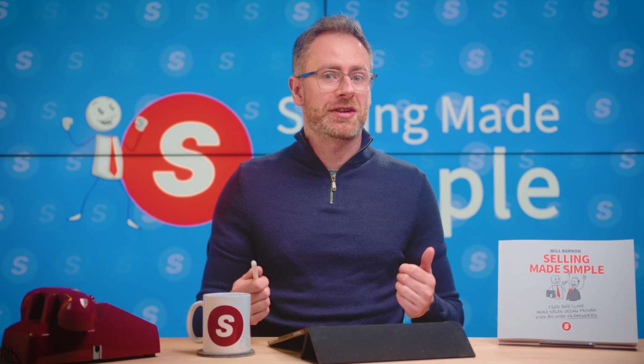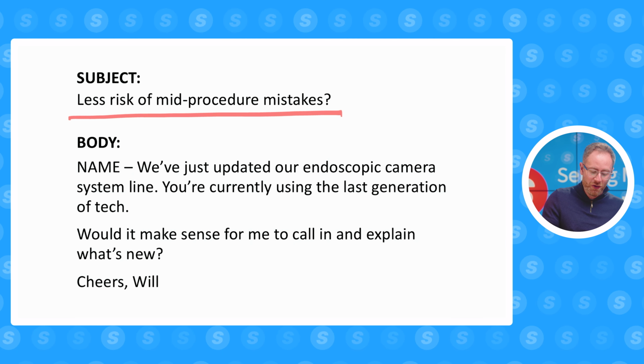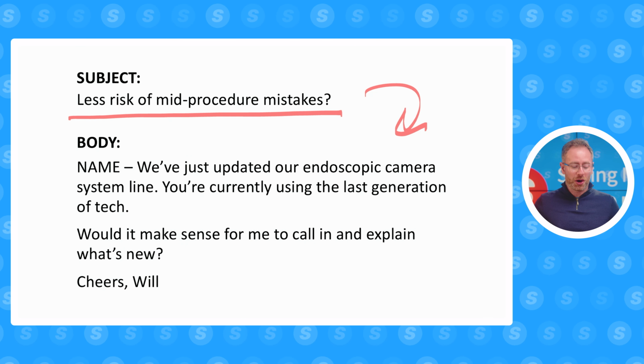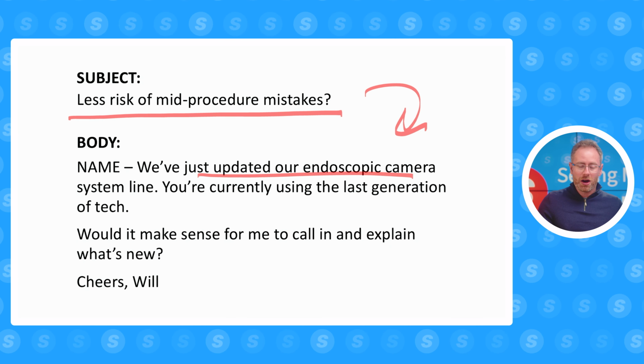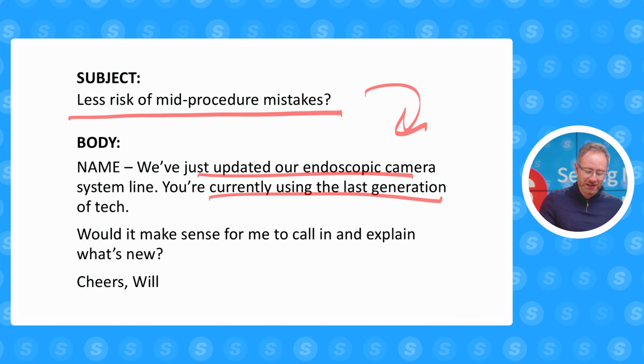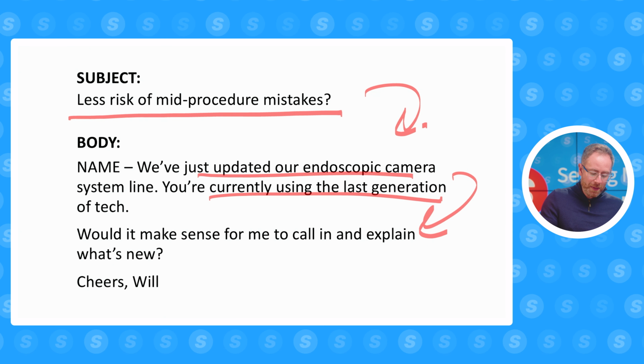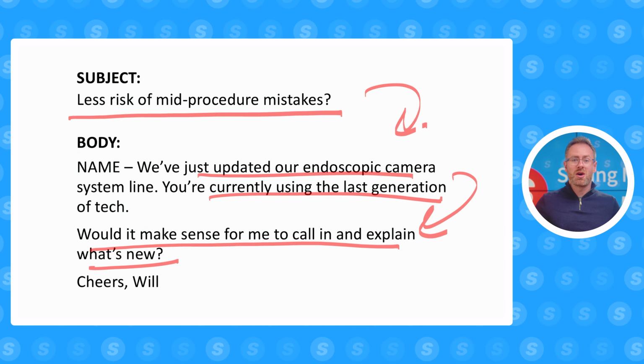So I might open the curiosity loop by saying, hey, less risk of mid-procedure mistakes, which to a surgeon is going to get their alarm bells ringing and they're going to go, yes, I need to know more. Then we're going to continue the curiosity loop in the body of the email by saying, hey, we've just updated our endoscopic camera line. You're currently using the last generation of tech. And then we drive the final bit of curiosity with a call to action to book a meeting by saying, hey, would it make sense for me to call in and explain what's new?